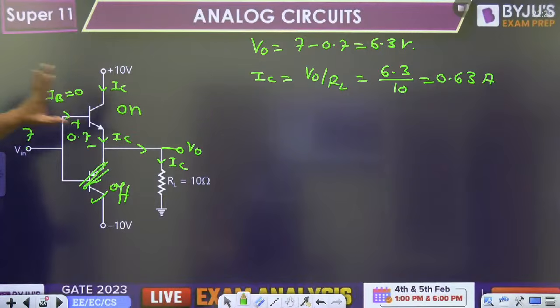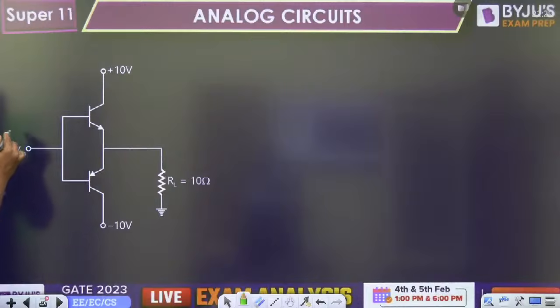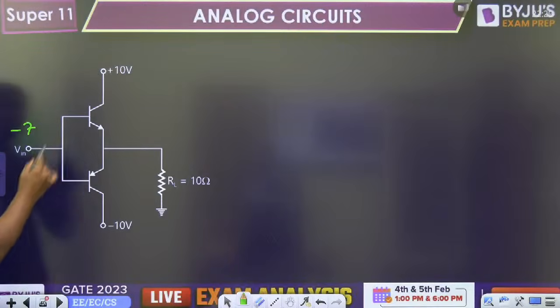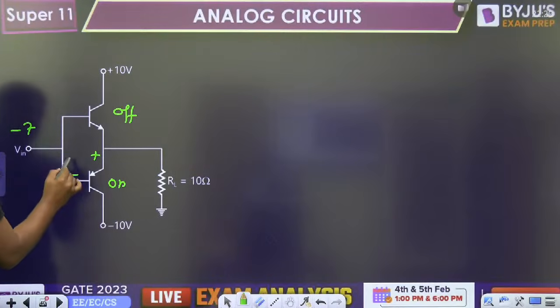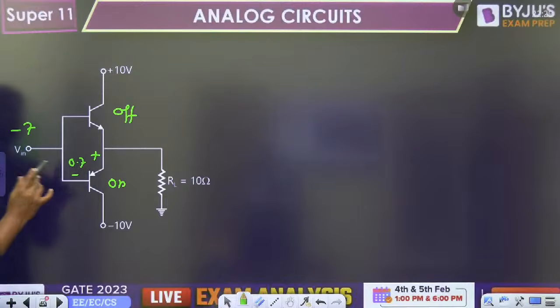Then this is the 0.63 IC. If you know the IC, you know the V naught. In the second case, when the input is minus 7, what is this? This is off. This is on. If this is on, always remember VEB will become 0.7 volt.